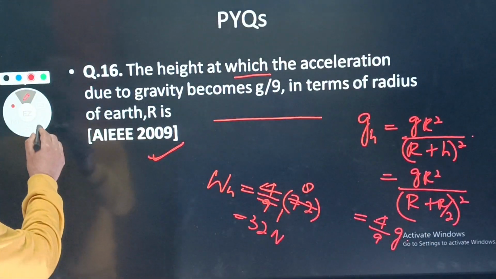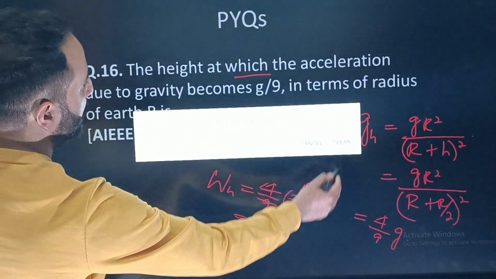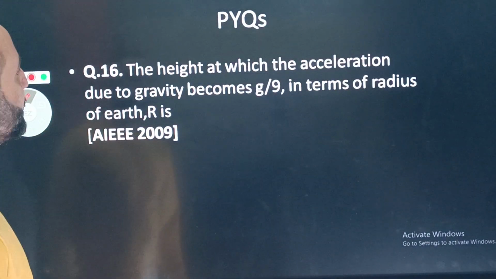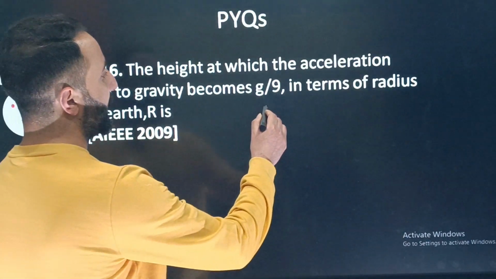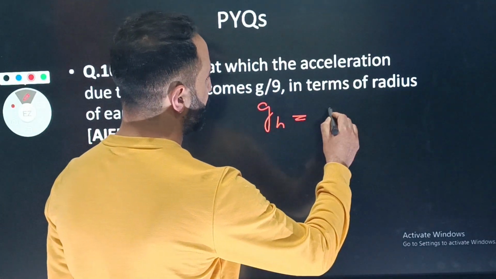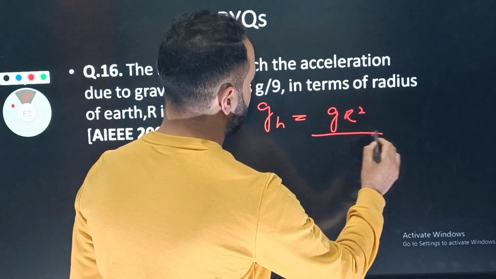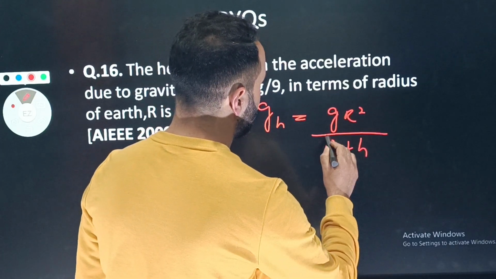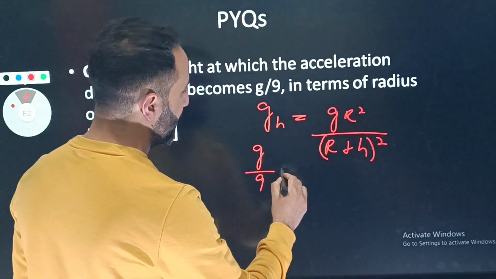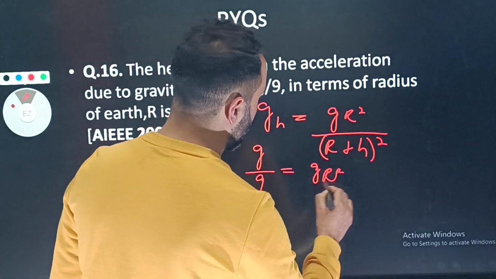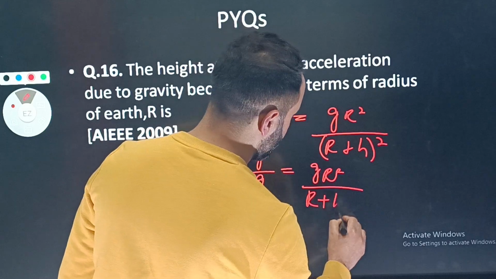So then here we have this question number 16. Question number 16. Okay. Question number 16 जो है आपके पास, that's like this, the height at which the acceleration due to gravity becomes g by 9 in terms of radius is. So simply again you will use the same equation. gh किसके बराबर होता है बेटा? gR square divided by R plus h whole square. ठीक है ना बेटा? And then it is given to you this here g by 9. So let me write it. g by 9 is equal to what?